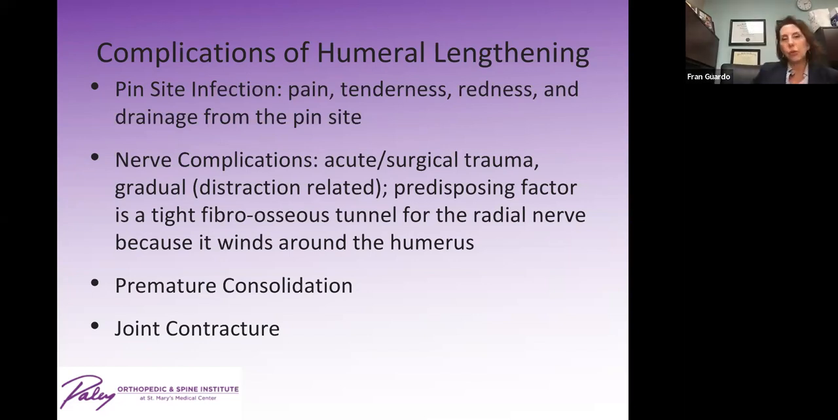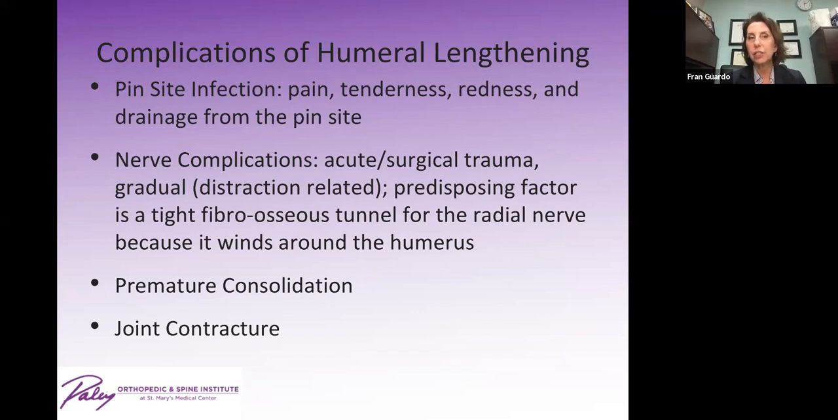Nerve complications can also occur. So that's why gradual distraction is important, and also why frequent follow-up is important. Predisposing factors can be a really tight fibro-osseous tunnel for the radial nerve because it goes around the humerus. Premature consolidation is also an issue, or failure to consolidate. So if they're not making good regenerate with the 0.75 millimeters a day, they may slow that down for just the patient's not making enough bone and they want to slow down the distraction.